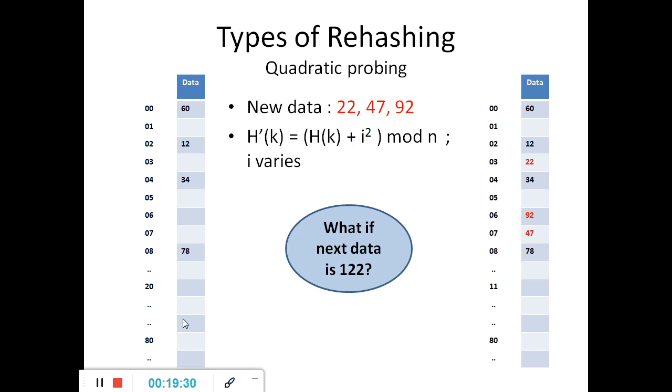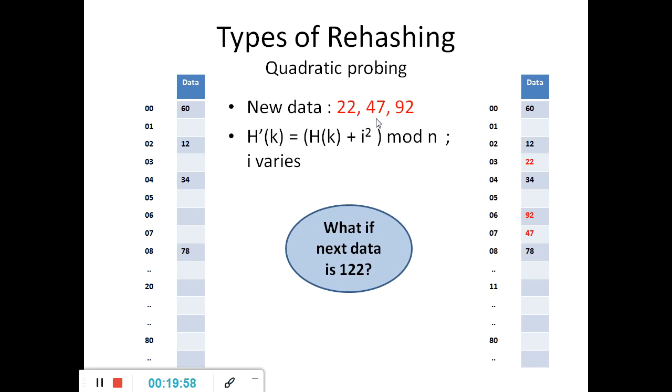On the left hand side, we have the same hash table displayed here, and the new incoming data is 22. The value of n is 10. So 22 mod 10 is 2. So if we go to this location, there is a clash or there is a collision. So we look at the value of i as 1. So 1 square is going to be 1. So the earlier generated address plus 1 is done, and we go to that location, check if it is free or not, and then we store it.